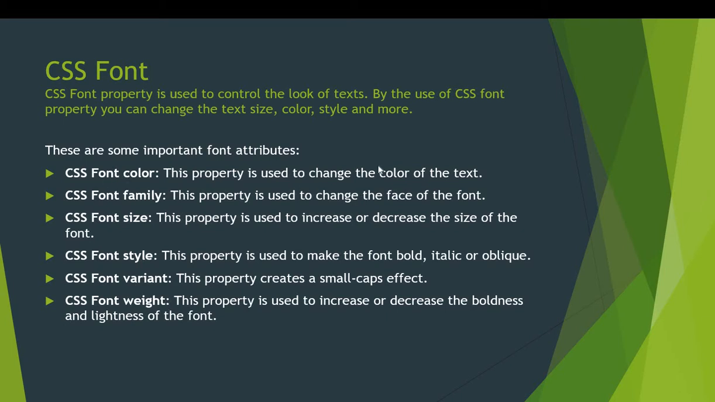The font color is used to change the color of the text. Font family is used to change the face of the font. Font size is used to increase or decrease the size of the font. Font style is used to make the font bold, italic or oblique. Font variant creates a small caps effect, that is, you can write the letters in small caps only. Font weight is used to increase or decrease the boldness or lightness of the font.